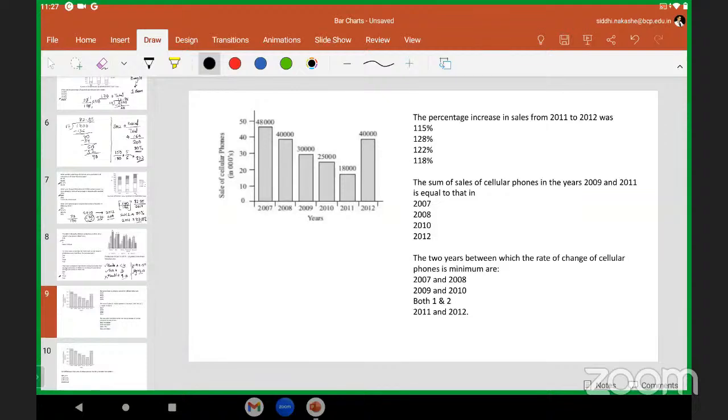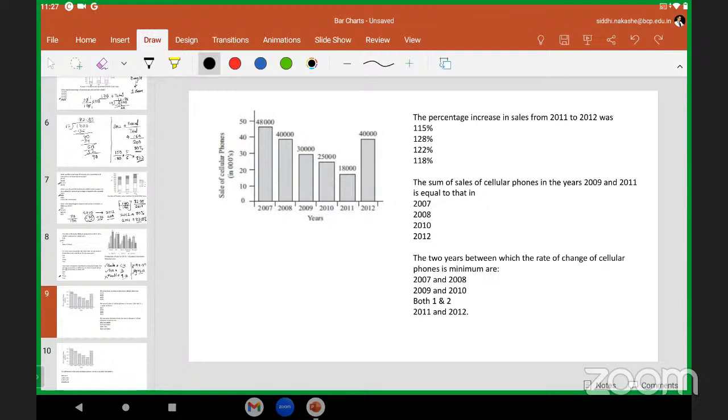Let's move with the next question. So there is a bar chart given over here with respect to sales of cellular phone. Okay, so that is cellular phone sales. Now the bar chart ranges data from 2007, 8, 9, 10, 11, and 12. Fine. So there are questions based on this particular data. So let's start with the questions.